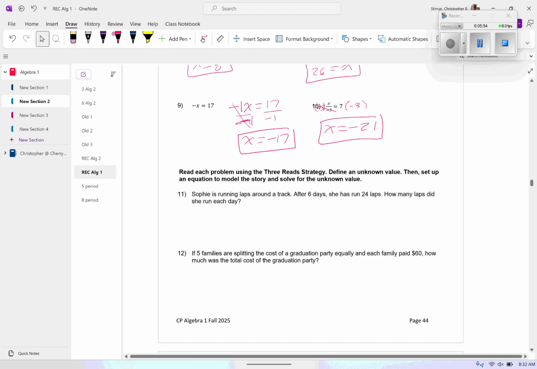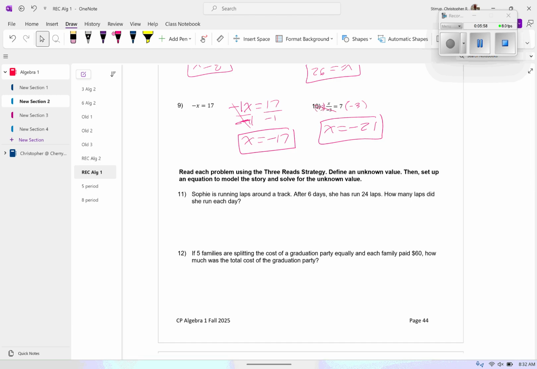Okay, number 11 says read each problem using the 3 read strategies. Okay, all right, so let's read it first. Sophie is running laps around a track. After 6 days, she has run 24 laps. How many laps did she run each day? So she's running laps. She did 24 laps total. It took her 6 days to do it. How many laps did she run each day?